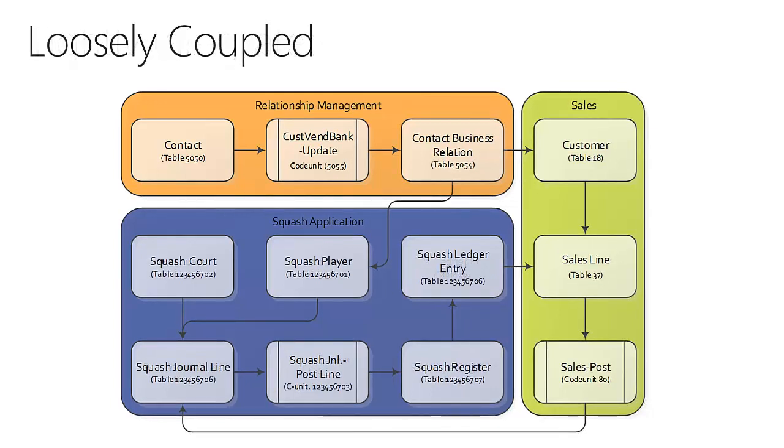Another solution, if we want to implement this loosely coupled, would be to make our own master data for squash players and one for squash courts. We could use the journal pattern to implement our own journal line and ledger entries, and we can create an interface to the sales invoice engine in Microsoft Dynamics NAV.